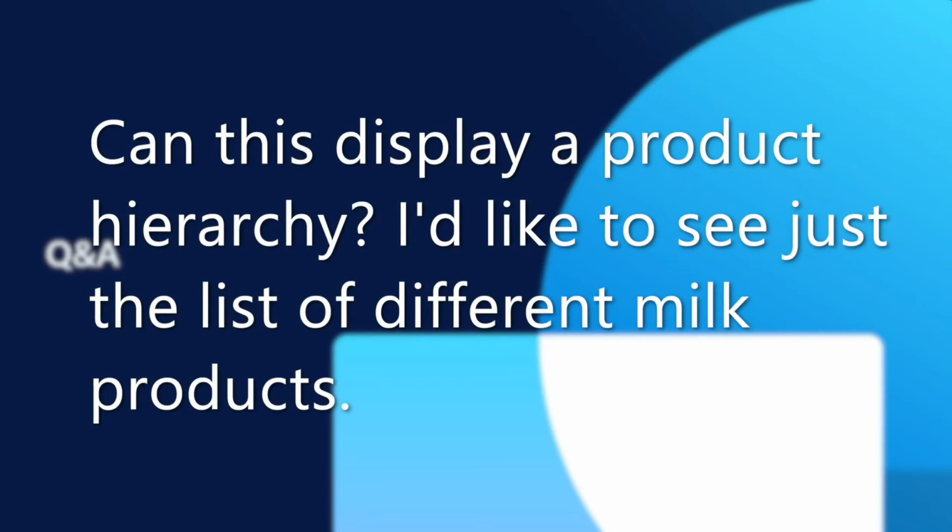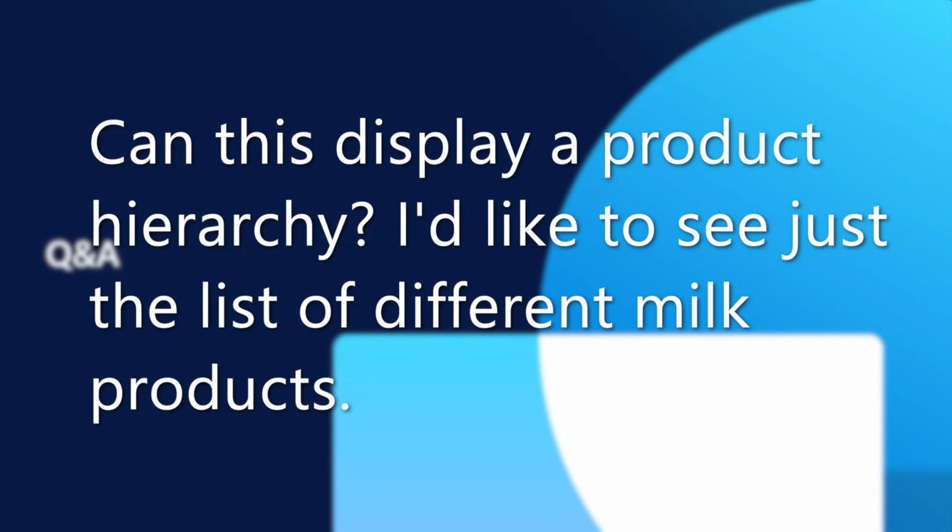Can this display a product hierarchy? For example, I would like to see just the list of different milk products. So this talks about, I think, variants. We do show size, color, configuration. I think you have probably noticed in Yufei's demo that we do show inventory for those product dimensions. Yufei, want to add anything?